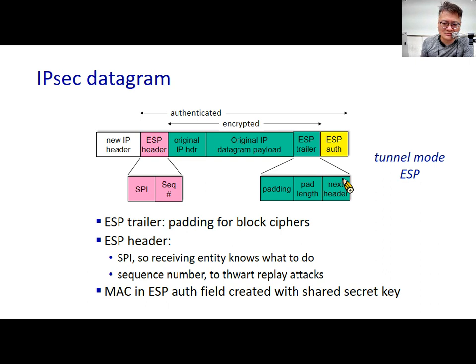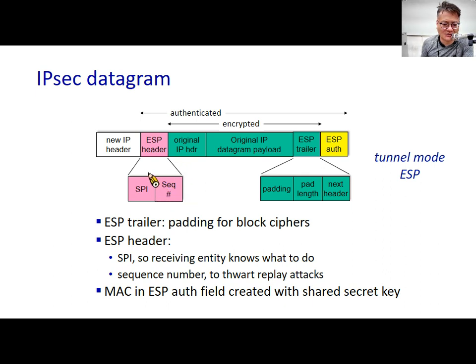The tunnel mode ESP includes authentication and encryption. The ESP is authenticated here, along with the ESP header, then the new IP header. The ESP trailer pads for the block cipher. The trailer is this green portion, including the padding, pad length, and next header. The ESP header has two portions: one is the SPI, the other is the sequence number.